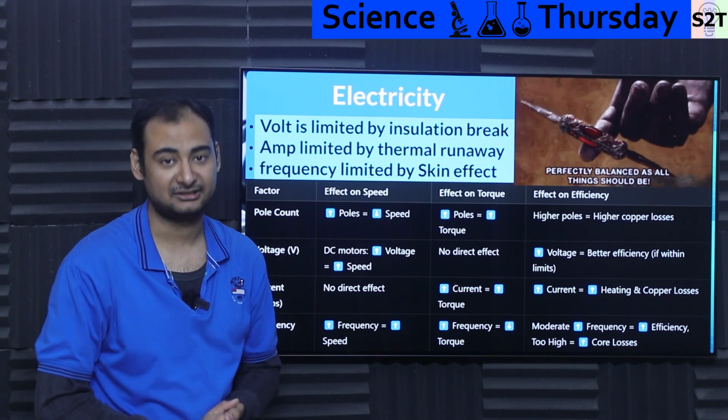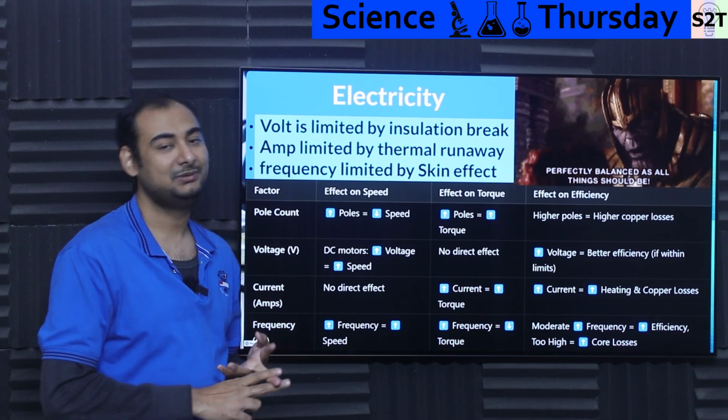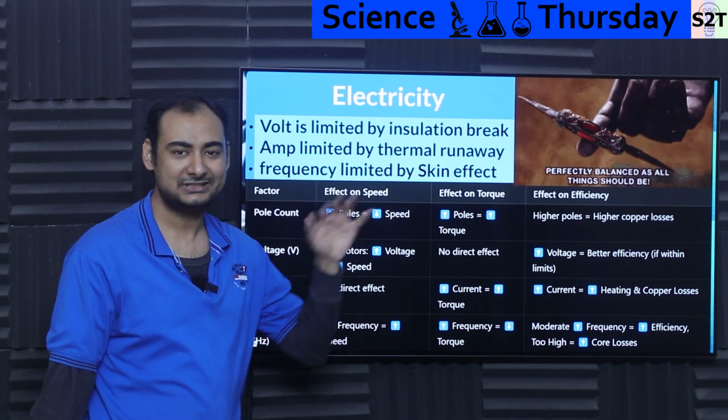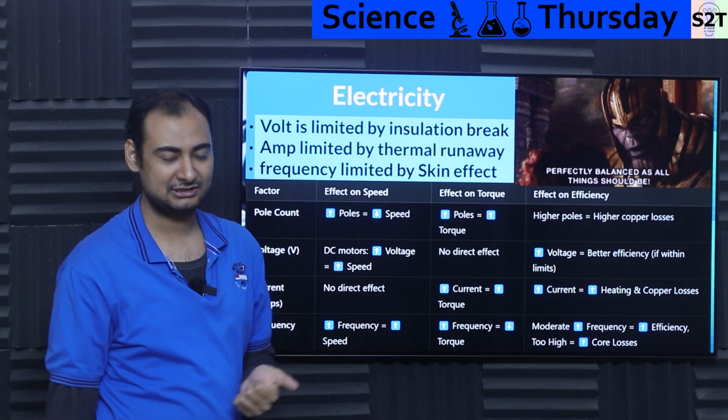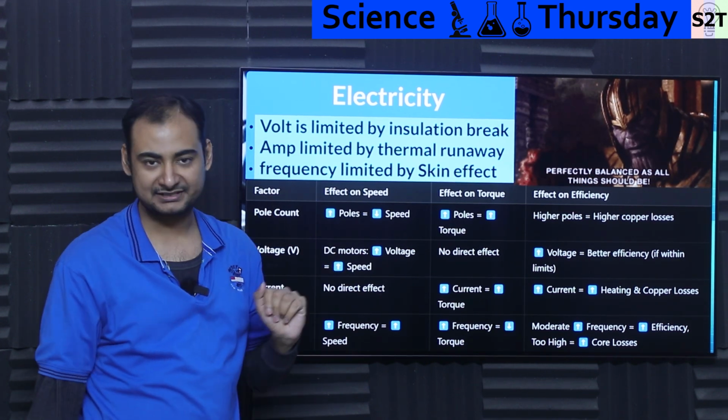So amp is limited by thermal runaway. As long as you can cool it, or ideally use superconductors, you will be limited by that. So amps is also limited. Okay, so you can't increase voltage like YOLO, you can't increase the amp like YOLO. What can you do? Well, the third vector opens up, that is frequency.